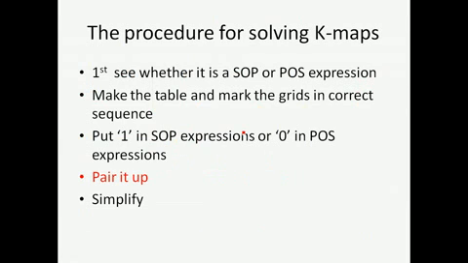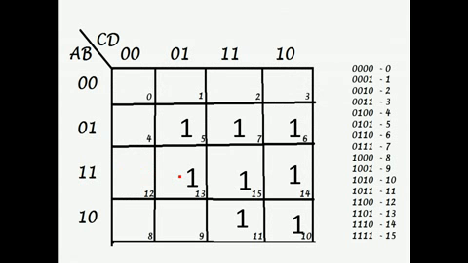Next step is pair it up. Important step. Okay. How to pair? Pair grouping is of 3 types. That is, we can form octet, we can form quad, and we can form pair. At first, we have to check the maximum group which we can make out of this. We cannot make octet. Octet means suppose there was 1 over here too, so 8 ones all together. This would have made an octet. But over here this 1 is not present, so I cannot make an octet.